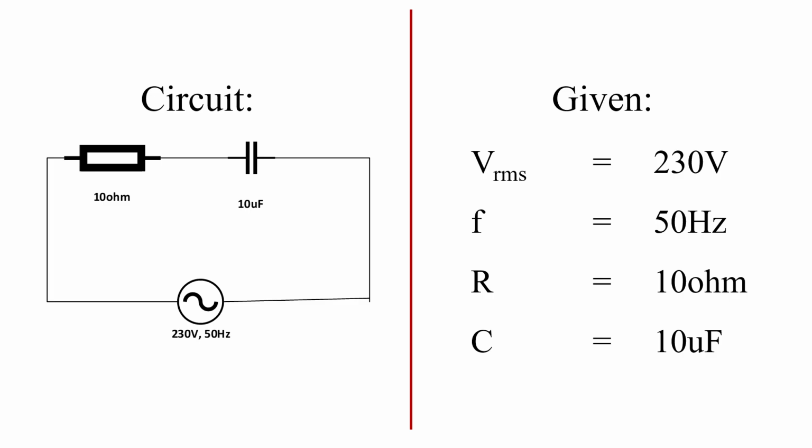So the same way how we did for the RL circuit, here instead of L we have a C, 10 microfarad. So write down the given data as per the question. Vrms equal to 230, f equal to 50, R equal to 10, and C equal to 10 microfarad.